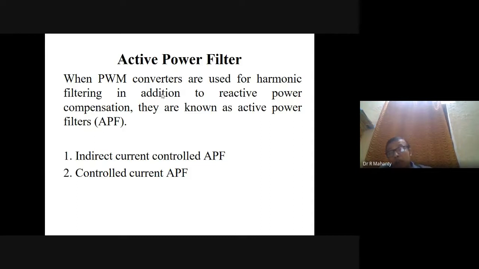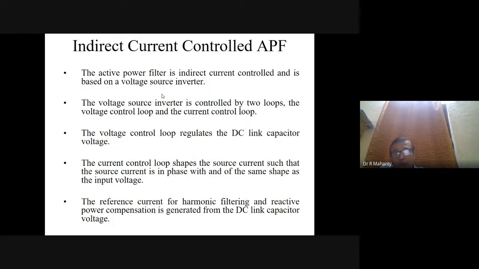Now, the control of the active power filter is something we will have to take into account. Basically there are two types of control. The first one is known as the indirect current controlled active power filter, and the second one is known as the controlled current active power filter. I will discuss it later on.